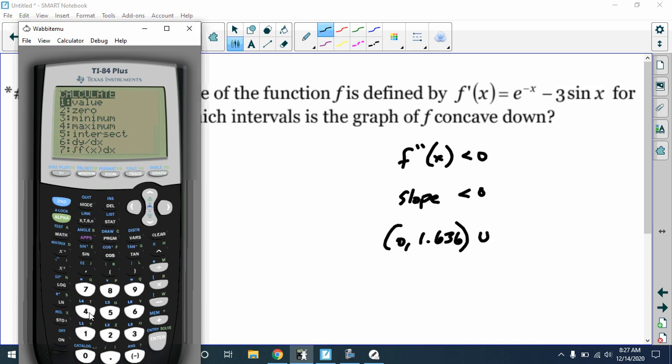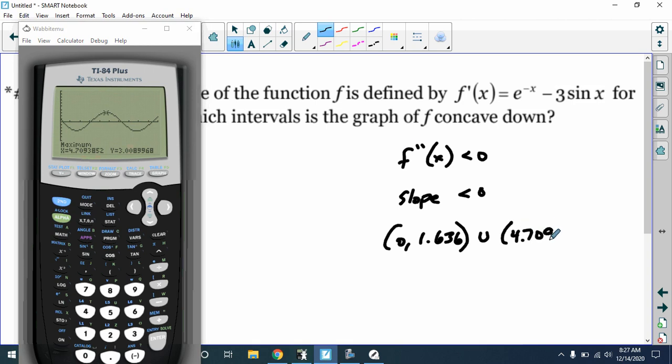Calculate number 4, maximum. It's in between 2 and 8 for sure. It's the only relative maximum in between 2 and 8. 4.709. And until this point, which is a minimum value, in between 5 and 10. 7.854.